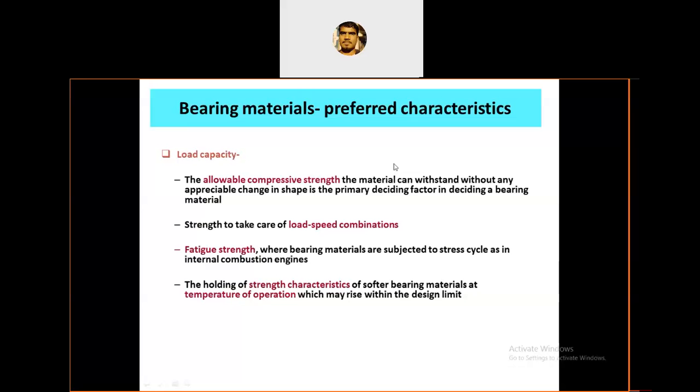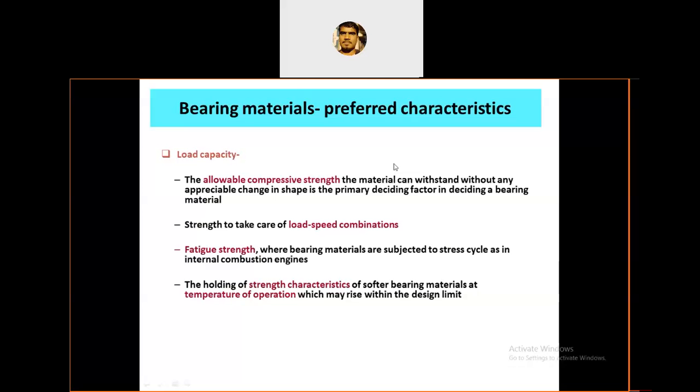And similarly, the strength to take care of the load as well as speed combination. We already know that in bearings, if the speed increases, it also increases the pressure in the lubricant. If load increases as well as speed increases, the material should sustain the combination of load as well as speed. It should have very high strength.